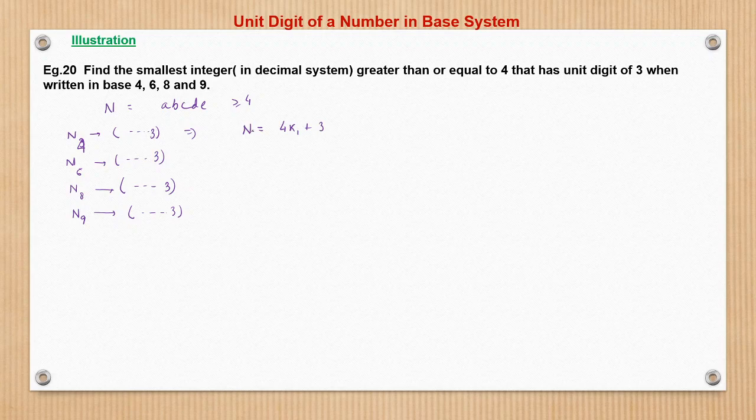If n in the decimal system divided by the base 4 gives a remainder 3, we can say that when n is converted to base 4, the unit digit would be the remainder, which is 3, right? Here we can write n = 6k2 + 3, where n means n in base 10. Similarly n = 8k3 + 3, and n = 9k4 + 3.